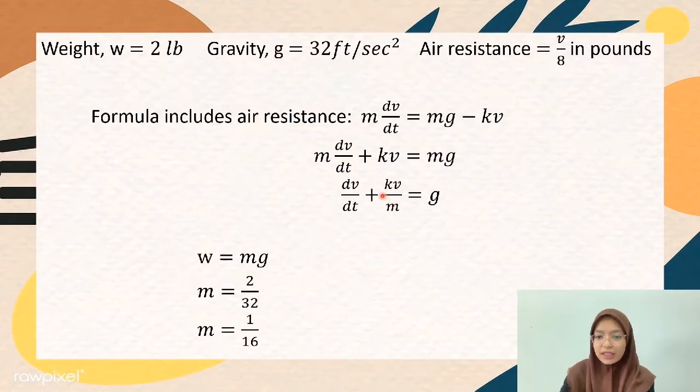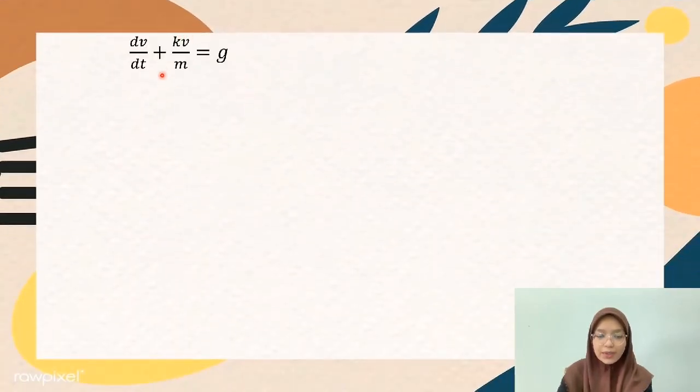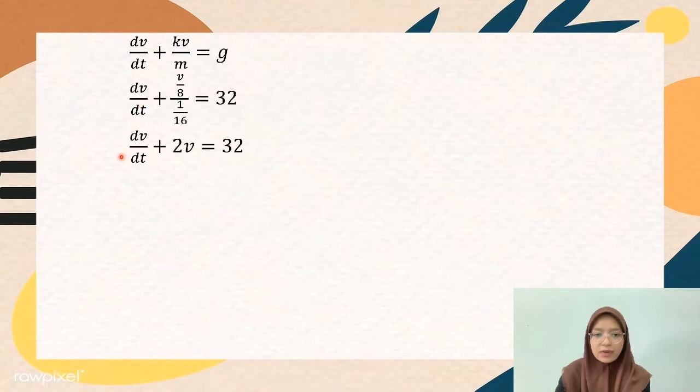And for kV here, we know that air resistance is V over 8 in pounds, so kV will be equal to V over 8. When we get the values for kV and m, we can plug them into this formula, and then we get dV over dt plus 2V equal to 32. Again, this is a linear first order differential equation, so we need to solve it by using an integrating factor.